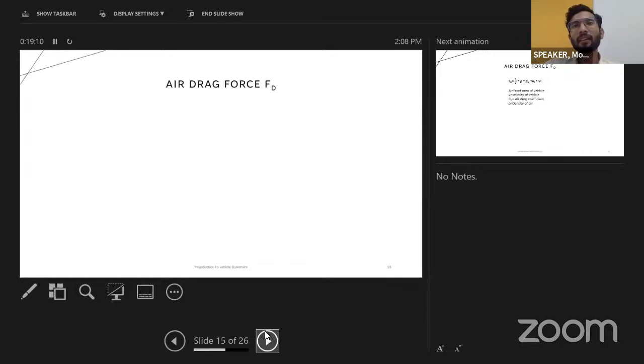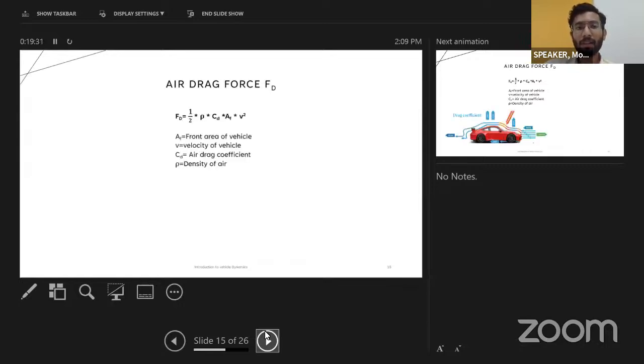Whereas the air drag actually depends upon the shape of the vehicle. Let's say you have a boxy car. The air drag that the car experiences will be large when compared to an aerodynamically designed car. I'll give you a formula that you might know from your basic physics. The air drag will be proportional to the square of the velocity at which the vehicle is moving. It also depends upon the density of the fluid in which the vehicle is moving.